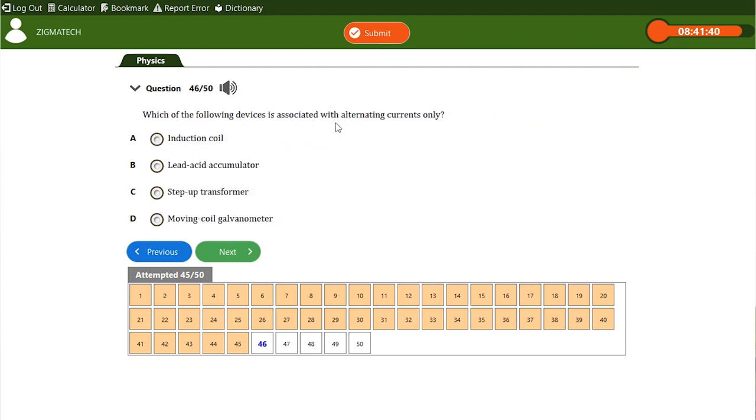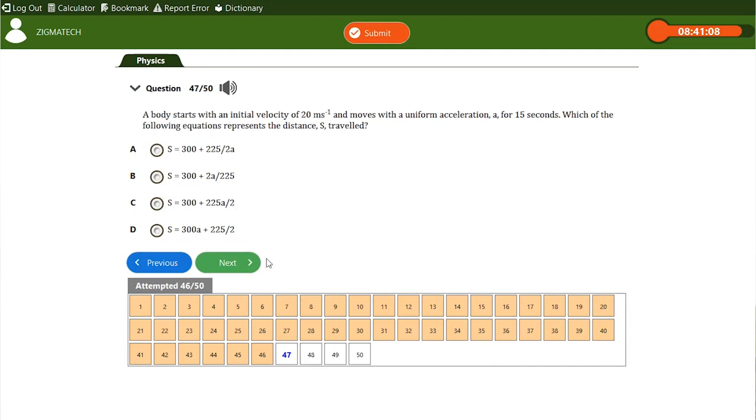Which of the following devices is associated with alternating current? Induction coil. Yeah, induction coil is, also the acid lead accumulator. It depends on what you use. Okay, step-up transformer is the best, because in step-up transformer the number of coils in the primary must be higher than the number of coils. No, the number of coils in the primary must be lower than the number of coils in the secondary. All right, the option is step-up transformer.